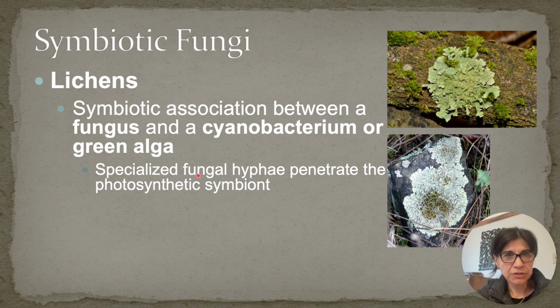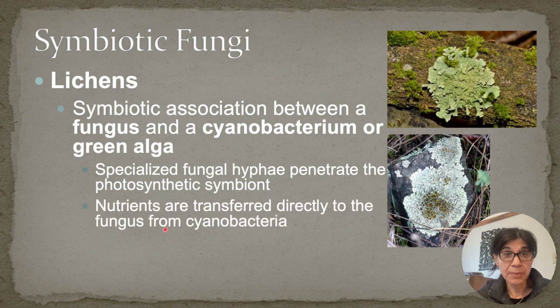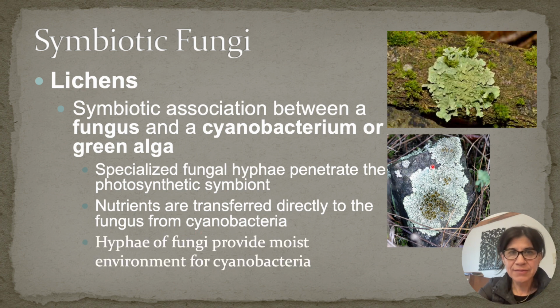This is what I said. Specialized fungal hyphae penetrate the photosynthetic cyanobacteria. Nutrients are transferred to the fungus from the cyanobacteria because they can photosynthesize, right? Because if not, on a rock, the fungi wouldn't be able to get any organic matter. And then the hyphae provide a moist environment for the cyanobacteria.